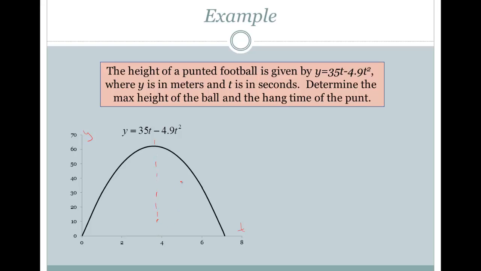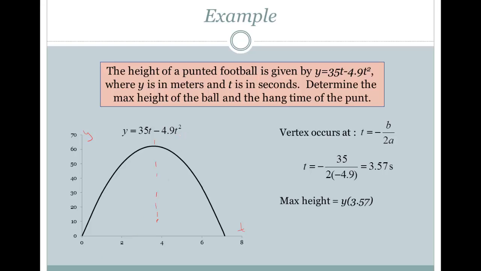And so this one's a little bit more straightforward. I just want to maximize this function. And so again, I can just use my negative b over 2a, or I can simply use my calculator. I can find it. That's going to give me the t coordinate of the maximum height. To find the maximum height, I plug this into this equation, like that. And I get 62.5.